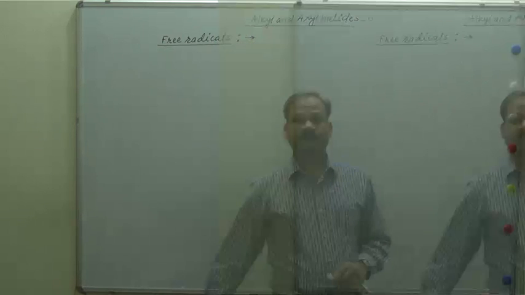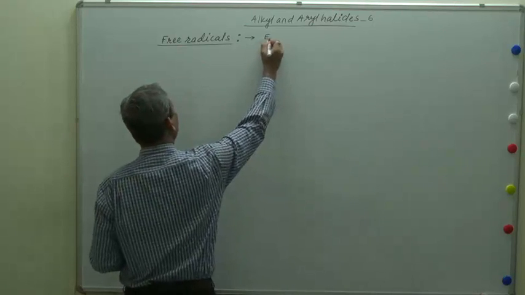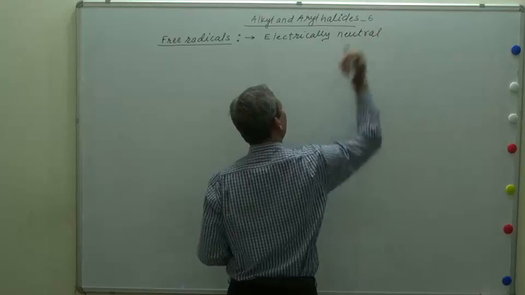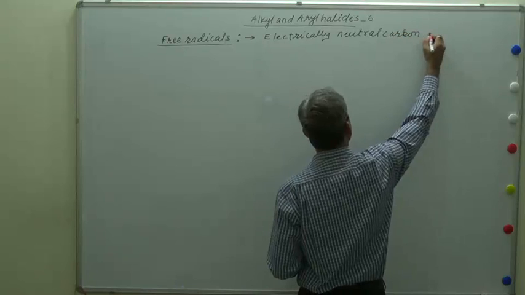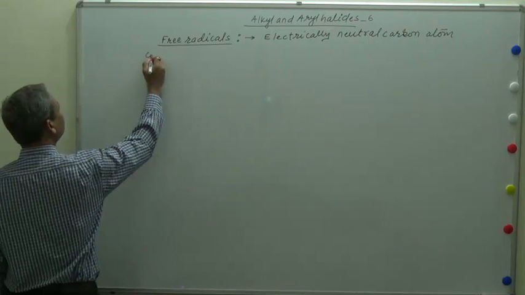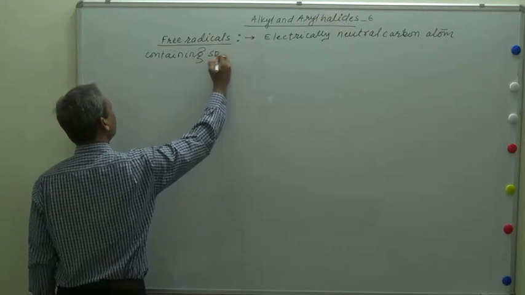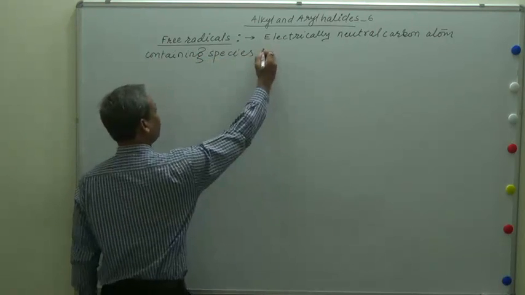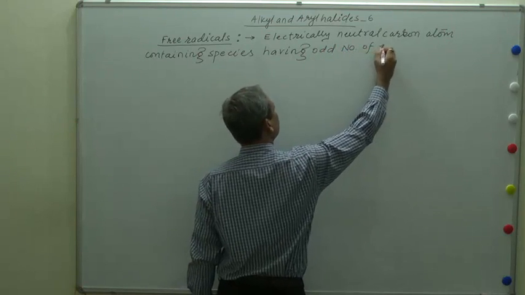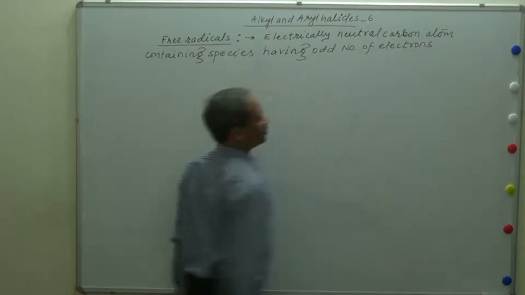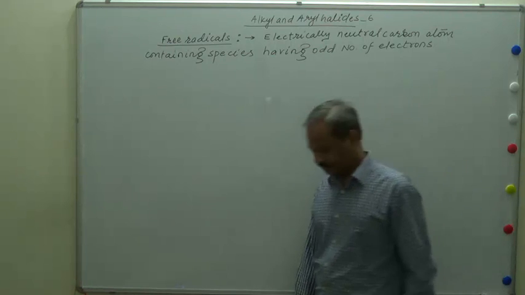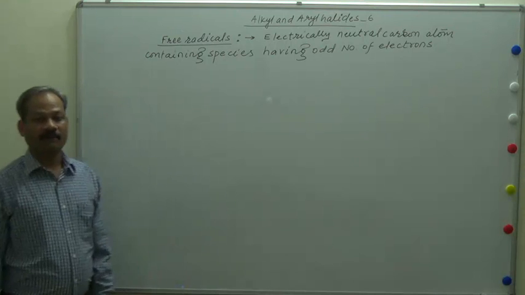A free radical is electrically neutral carbon atom containing species having odd number of electrons. It is an electrically neutral carbon atom containing species having an odd number of electrons.